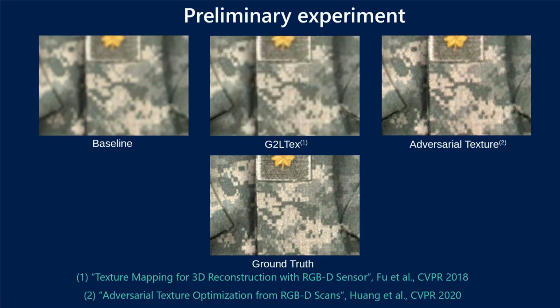So we perform a simple experiment. We implement a baseline texturing method with a best view strategy, and we compare it to some state-of-the-art methods. So G2Altec here is a more advanced best view strategy, and adversarial texture is a method where they train a texture to fool a discriminator when it is reprojected in the input images. So as expected, the state-of-the-art methods perform better than our baseline, but they are still lacking some high-frequency content.